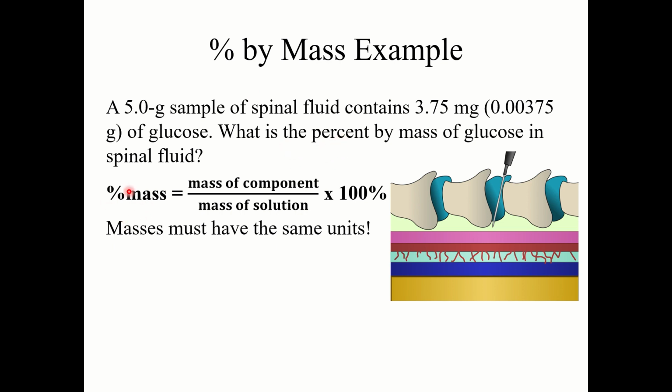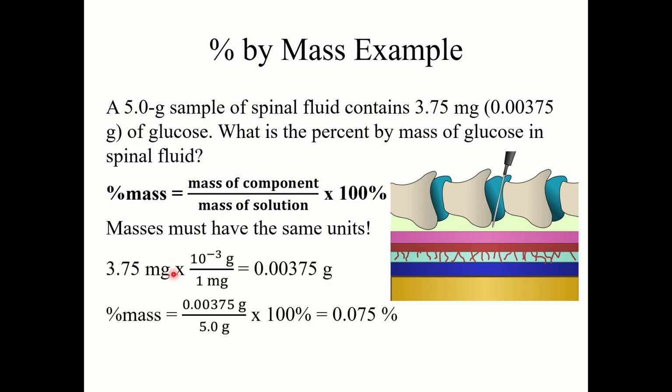So again, percent mass is mass component divided by mass of solution times 100%. The only real caveat here is those masses have to have the same units. So we've got a 5-gram sample of spinal fluid, so we need to use the 0.00375 grams of glucose. That was the conversion that I did. So the percent by mass of glucose in spinal fluid would be 0.00375 grams of glucose divided by the 5 grams of spinal fluid, multiplied by 100% to put it in a percentage, and you get your answer, 0.075%. And that's really all there is to it with these mass percent problems.